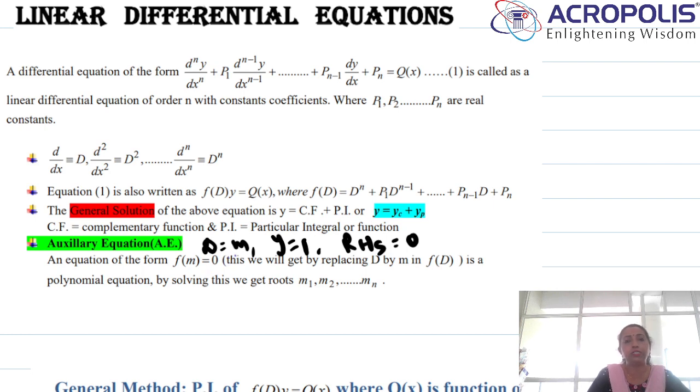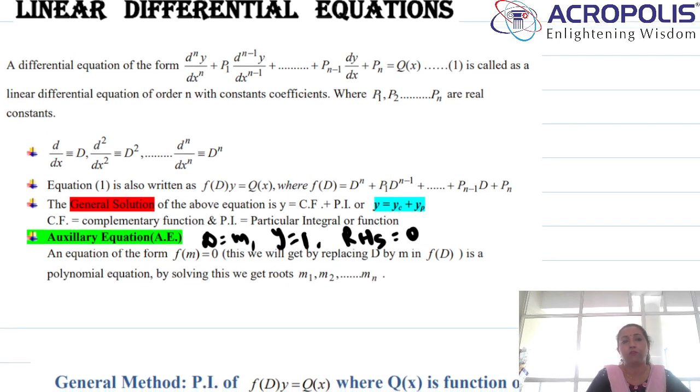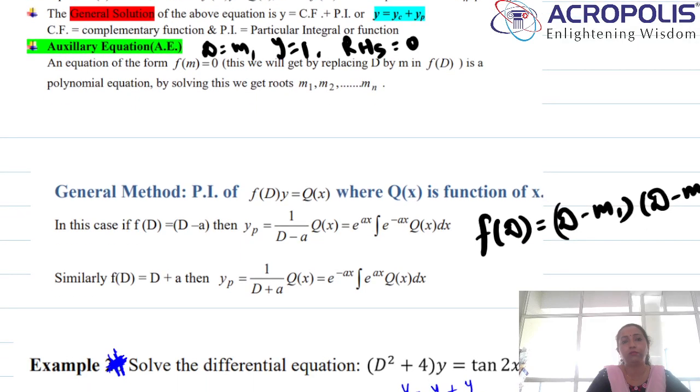We will put D is equal to m, y is equal to 1 and right hand side equal to 0 in equation number 1. We will get an equation in terms of m, that is f of m is equal to 0. It is an algebraic equation, and after solving this equation we will have some roots, and we have already discussed in my previous lecture about different cases for finding complementary functions. So today we will discuss about general method for finding particular integral. We will start with the formula.